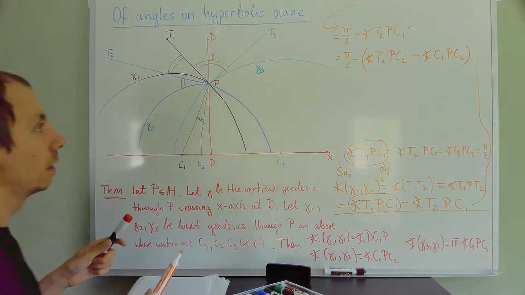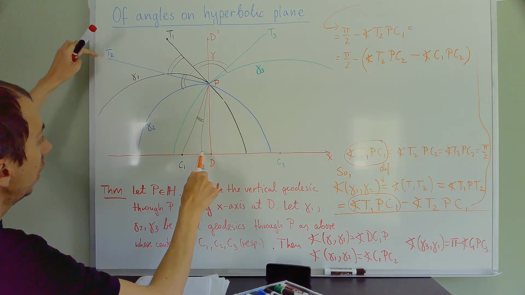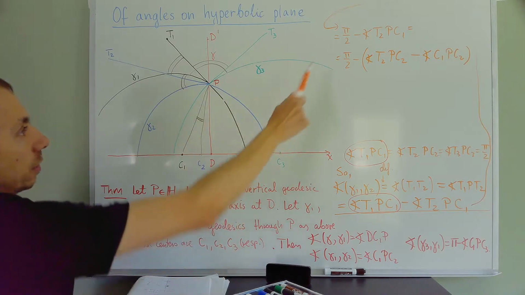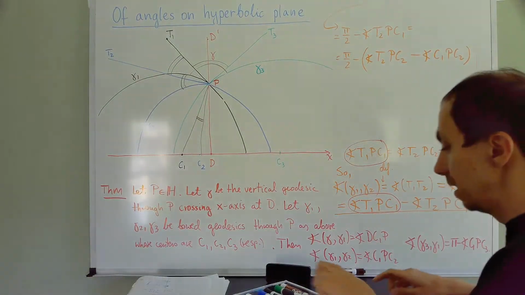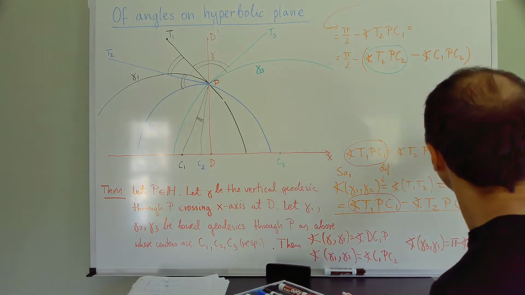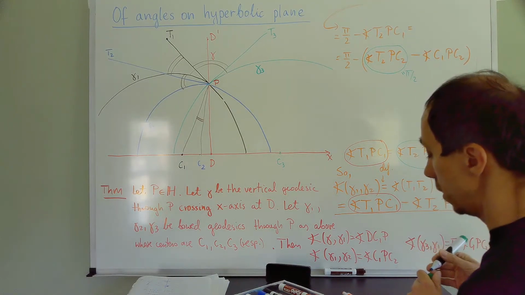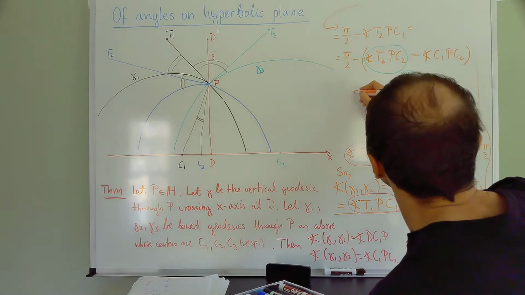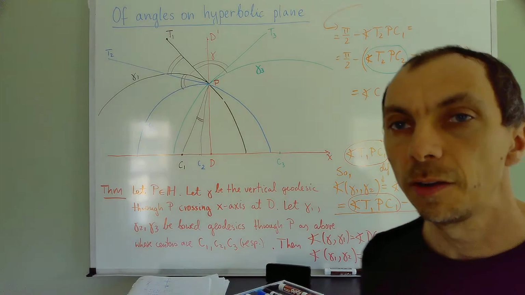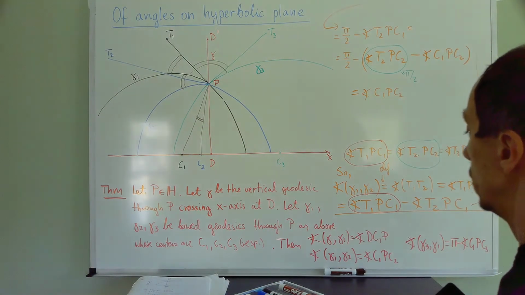Again, let's check that. In fact, the angle T2 P C2 is the sum of the angles C1 P C2 and C1 P T2. So hence we get that. Oh, but this one is again the right angle, so this is again pi halves. So we're done. So this is the angle C1 P C2. Okay, so that proves the first part.